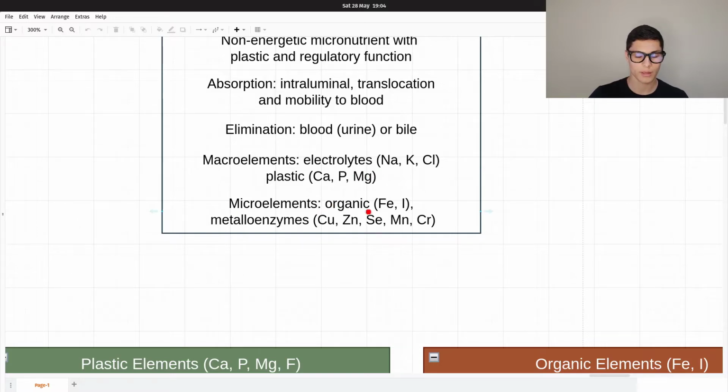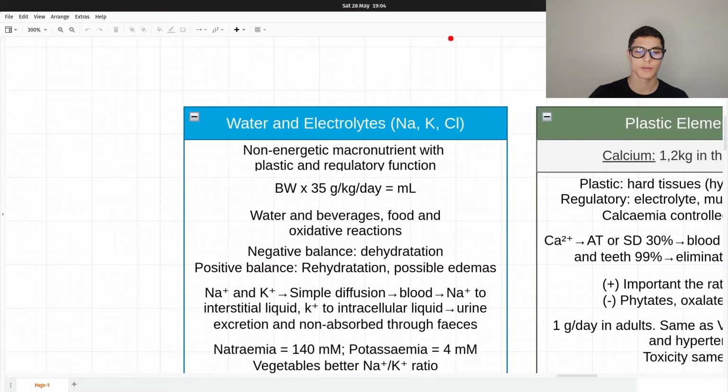Microelements are organic, which are iron and iodine, and the metalloenzymes: copper, zinc, selenium, manganese, and chromium. So let's begin with the electrolytes.